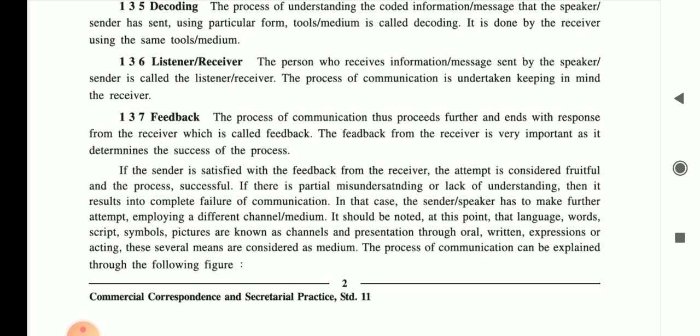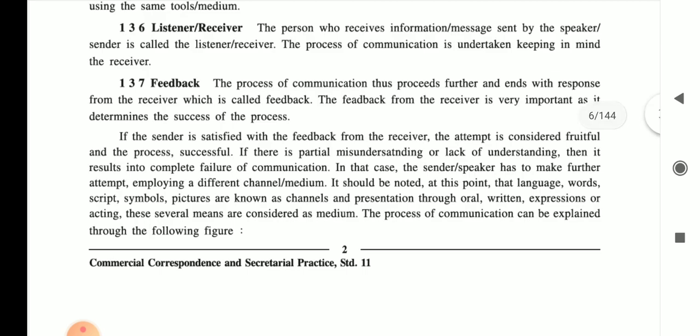If the sender is satisfied with the feedback from the receiver, the attempt is considered fruitful and the process successful. If the sender is satisfied with the feedback, at that time the process of communication should be considered a successful, fruitful process. If there is a partial understanding or a lack of understanding, then it results in complete failure of the communication.